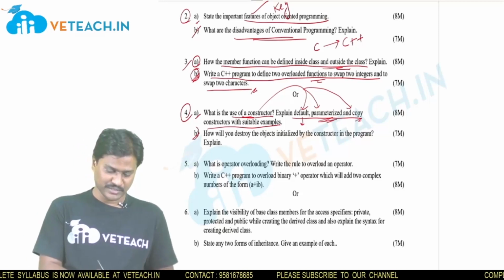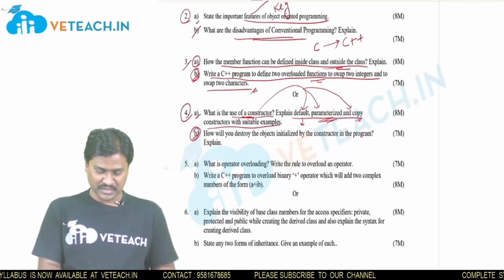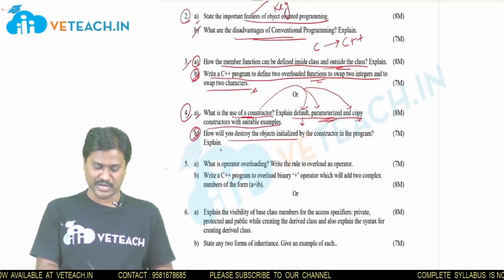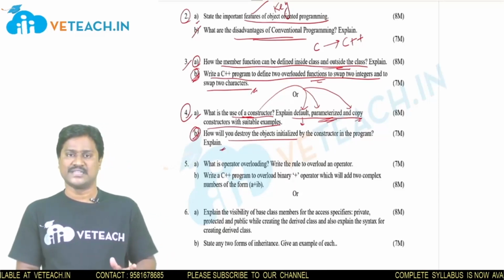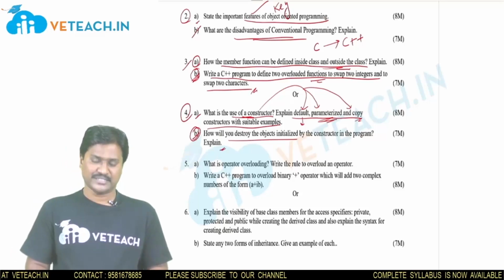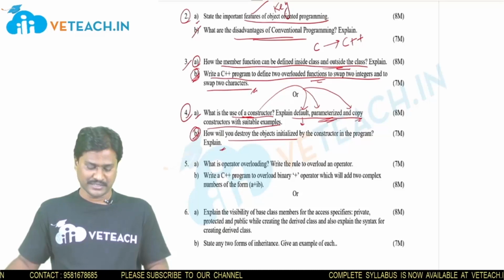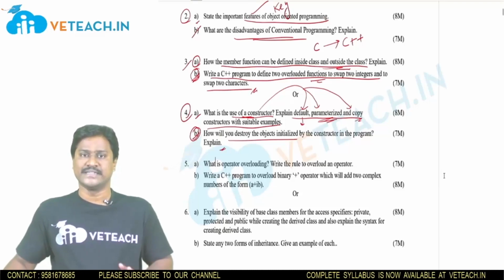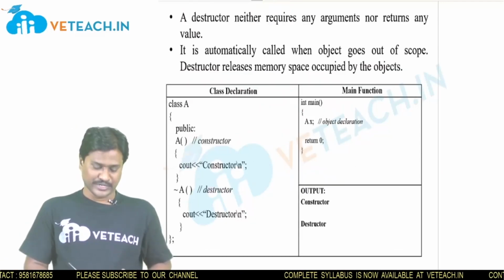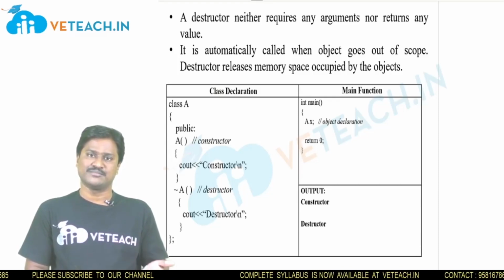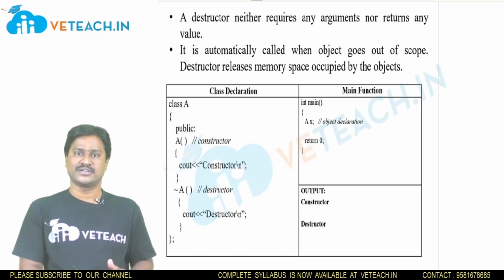Coming to the next part, question B: how will you destroy the object initialized by the constructor in the program? Explain. A constructor is used to allocate memory for the object, whereas a destructor is used to deallocate the memory for the classes. Let's see the process of how it deallocates the memory for the object. Here is an example program of how the constructor allocates memory and the destructor deallocates it.